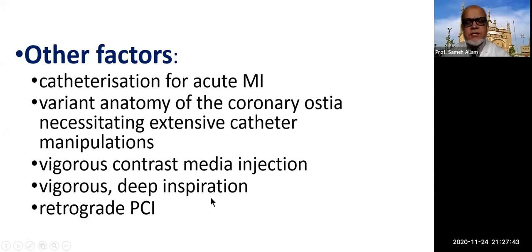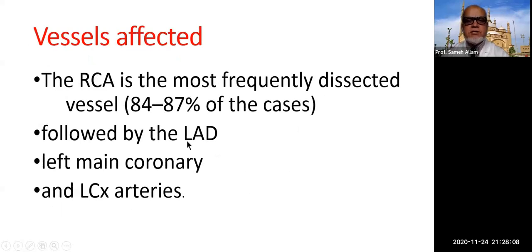Other factors that make the patient prone to develop dissection include catheterization for acute myocardial infarction, variant anatomy of the coronary ostia necessitating extensive catheter manipulations, and I think Mansour will go on to discuss this in some detail later on. Also vigorous contrast media injection, vigorous deep inspiration, and retrograde PCI.